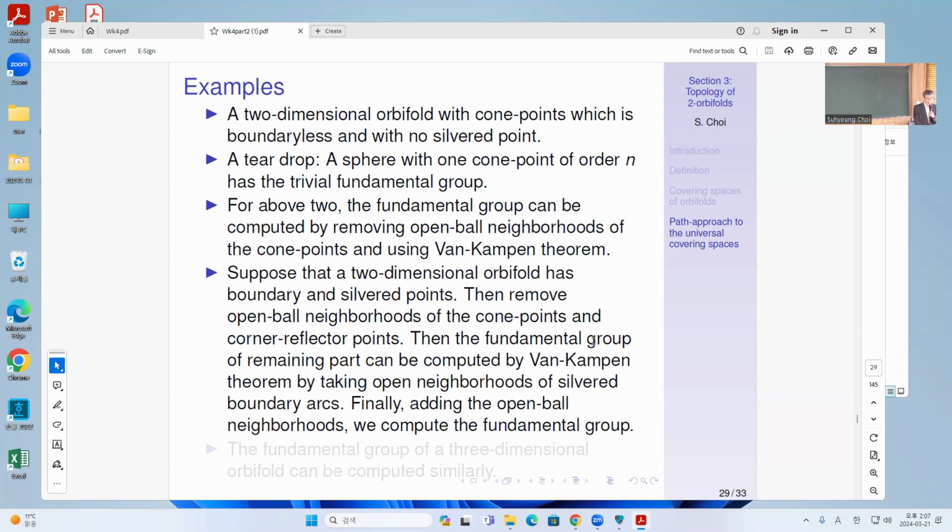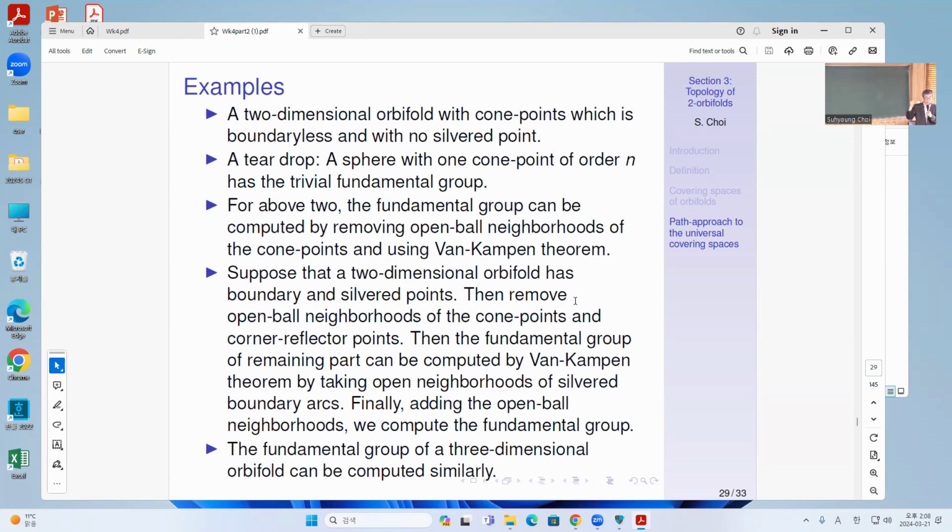So that's just using the simpler version of the Van Kampen theorem. The fundamental group of a three-dimensional orbifold can be obtained similarly. Here again, you just have to remove the highest codimensional singularity first, and then you go to the next dimensional ones, the neighborhoods of the next dimensional ones, until you reach codimension zero neighborhoods, which are the regular points, and codimension one singularities, which are just mirror points.